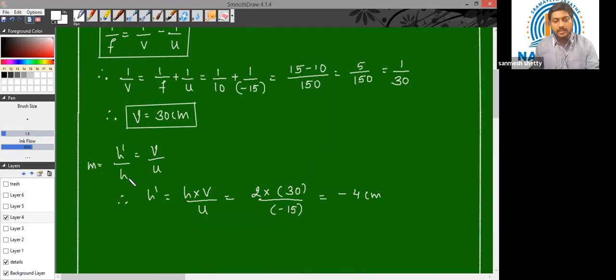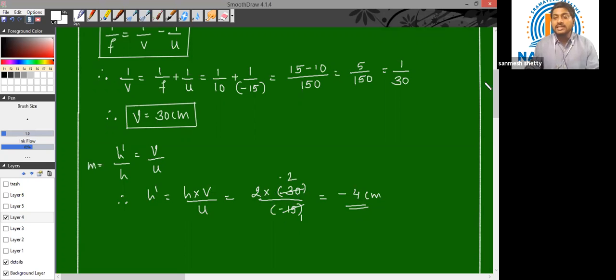m is equal to h dash upon h, which is equal to v by u. Now h dash is the image height, h is the object height. So h dash is equal to h into v by u. Okay, just cross multiply. Let us substitute the values. h is already given, which is 2, into v value we found, which is 30, and u value is already given, minus 15. So 15 ones are 15, 15 twos are 30. So this will be minus 2. 2 into minus 2 will be equal to minus 4. So the image height will be equal to minus 4 centimeter.